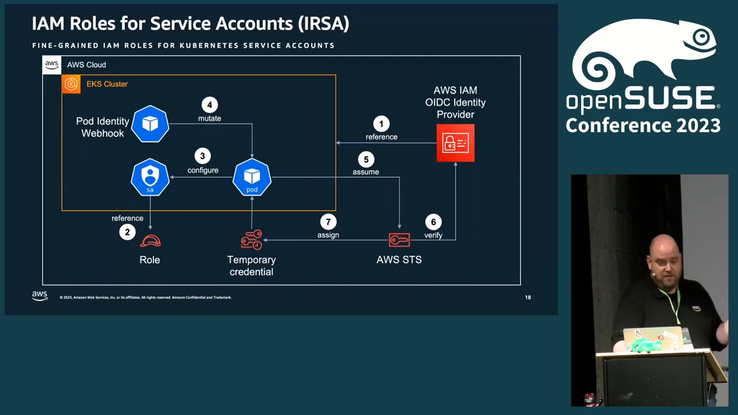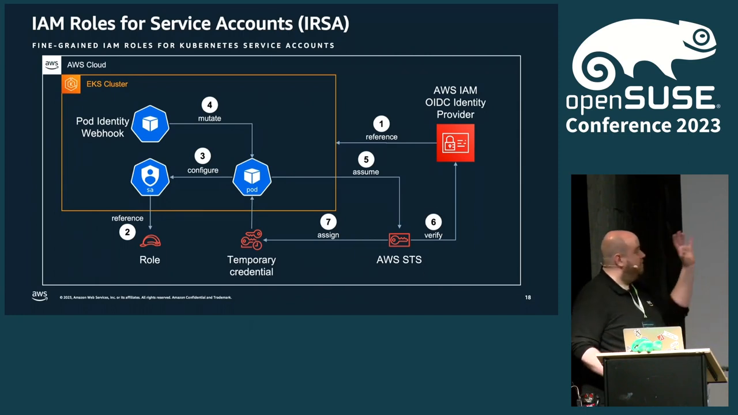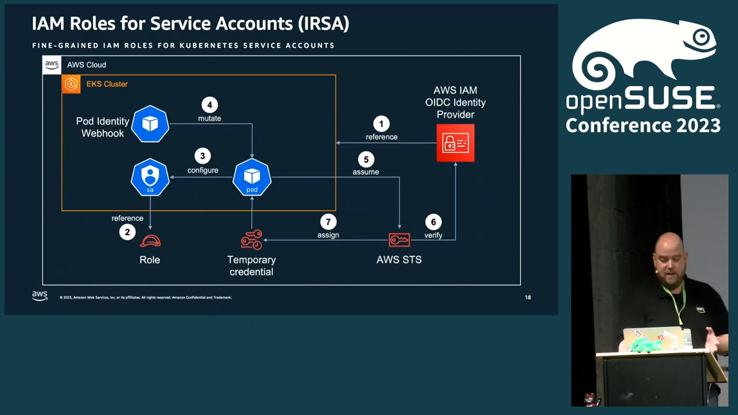How does IRSA work under the hood? Let's walk through these different steps. The first step is that we need to establish a reference between our EKS cluster and AWS IAM. That's done via OIDC.